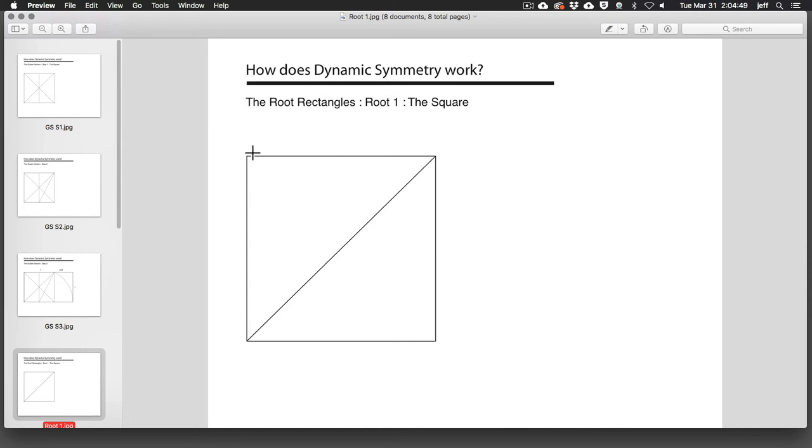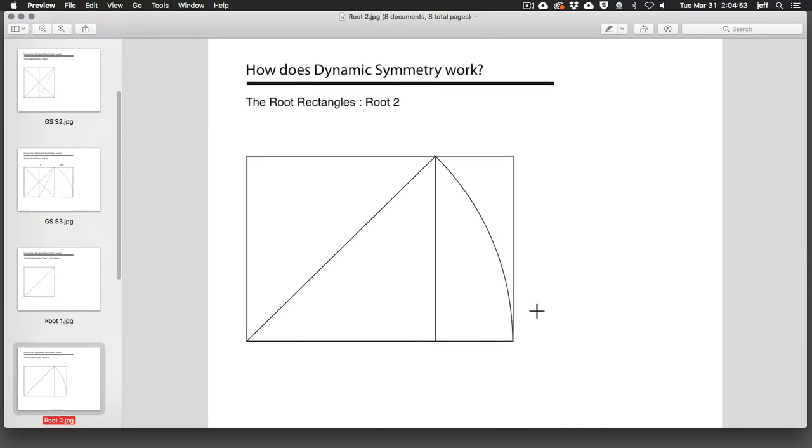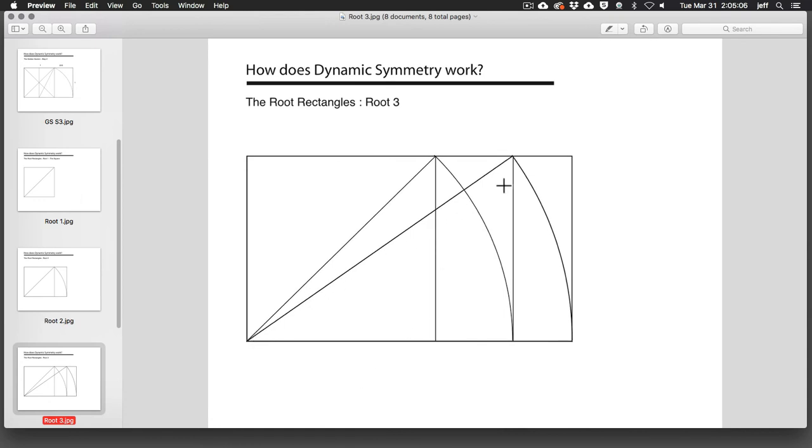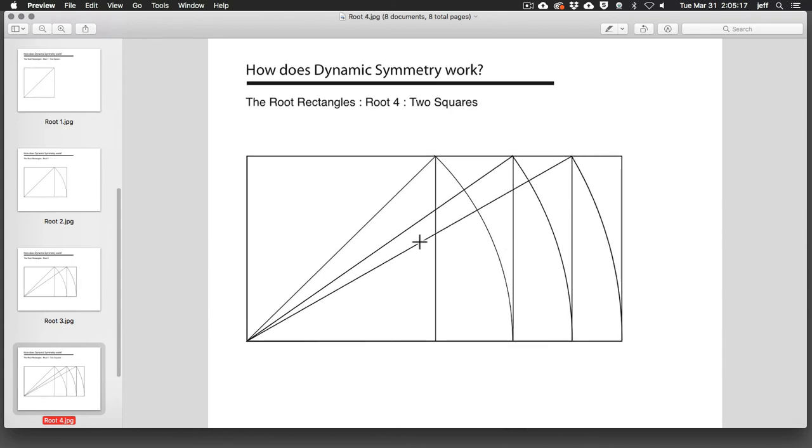And you create root rectangles by drawing a diagonal to the square, taking that diagonal and rotating it down to the horizontal. This shape becomes the root 2. You take the diagonal of the root 2 and you rotate it down to the horizontal, and that becomes the root 3.